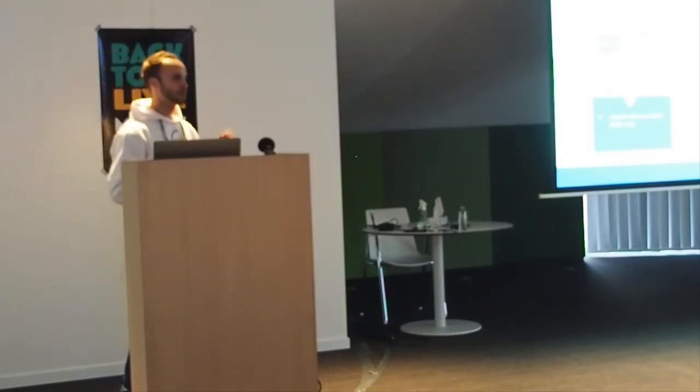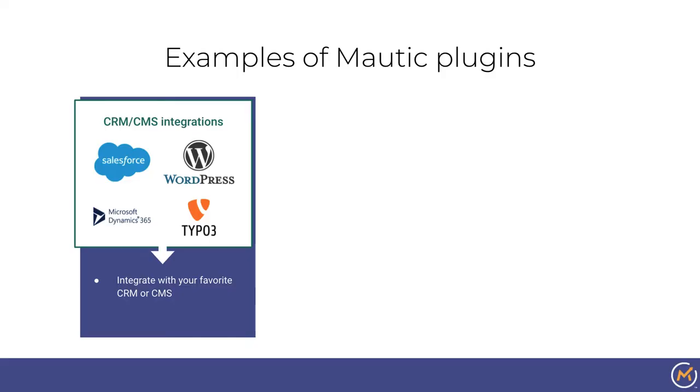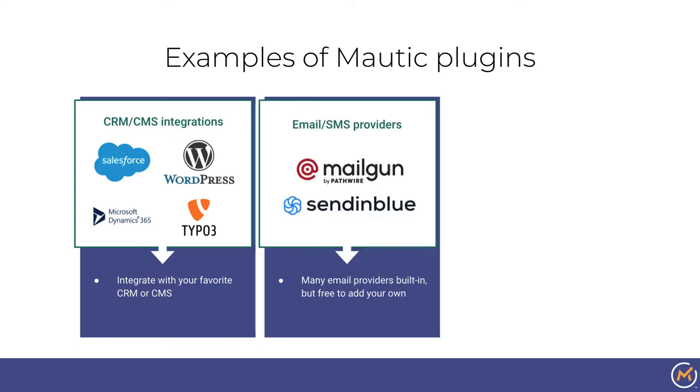Before we dive into the actual marketplace, I want to give you a bit of background on the plugin system in Mautic. We've already seen some great examples of plugins today. A lot of the integrations we see are focused on CRM or CMS systems. So typically to get leads into your system, you either want to import them from your CRM system or have a web form on your website so you can capture leads. We're also seeing a lot of integrations with email providers, SMS providers, the Deutsche Post as well, sending physical letters. I think it's a very exciting feature to have as well.